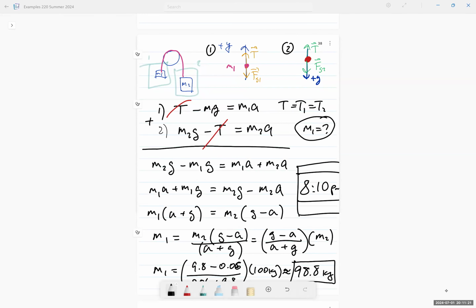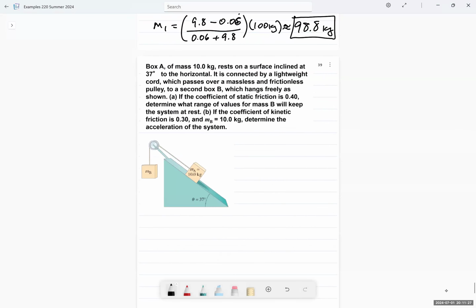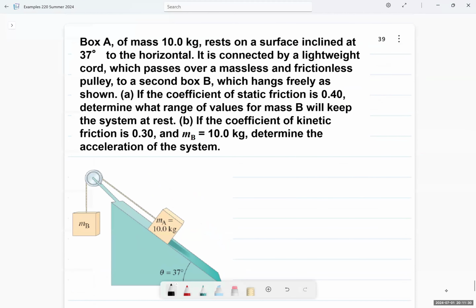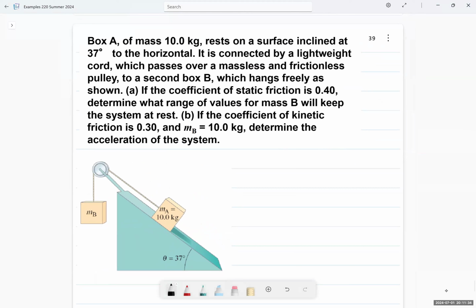All right, guys, let's go ahead and continue. Here's another example. For this one, we're now making it a little more interesting. We again have two boxes connected by a rope. There's a pulley, but now one is on an incline instead of a flat surface.